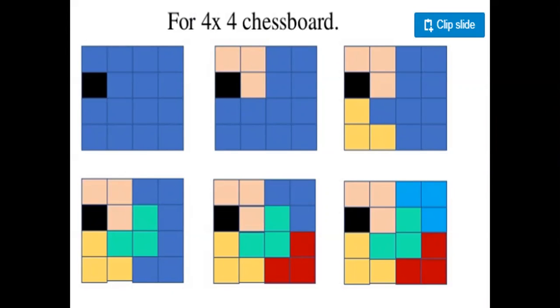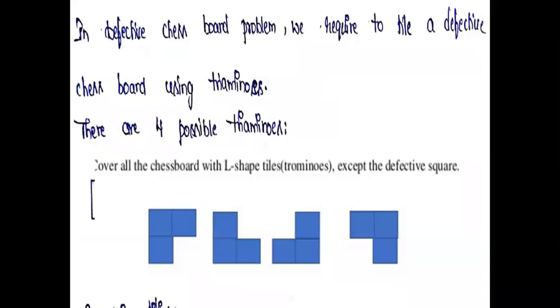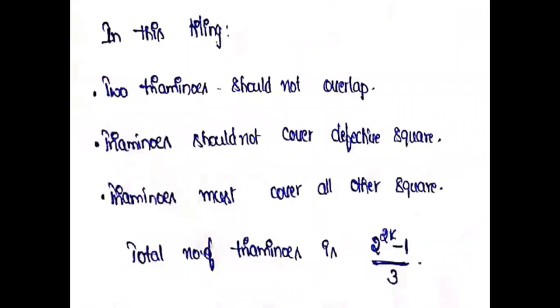In our defective chessboard problem, the chessboard is covered with triominoes, that is, all the non-defective squares are covered with triominoes. There are 4 types of L-shaped triominoes: first, second, third, fourth. But the main conditions are that the triominoes should not overlap, should not cover the defective square, and must cover all the squares in the chessboard.